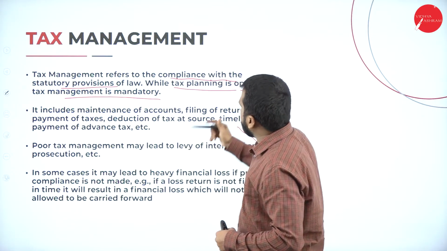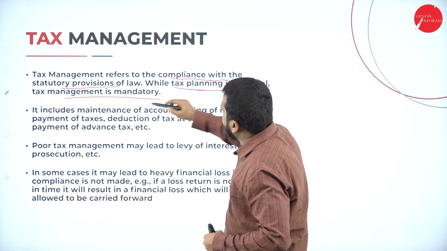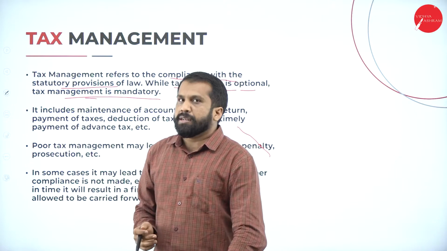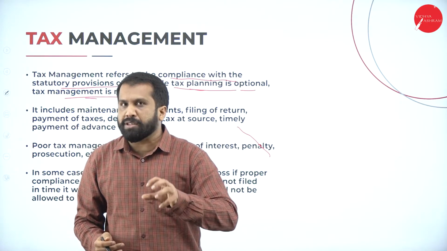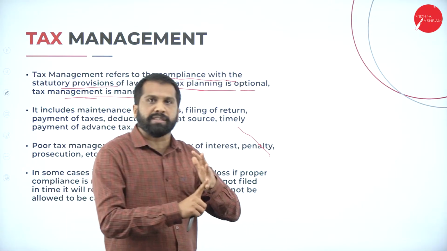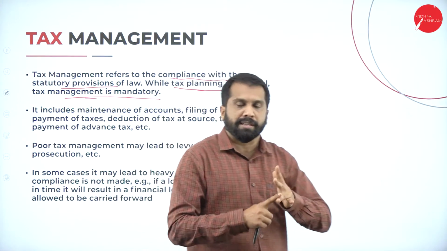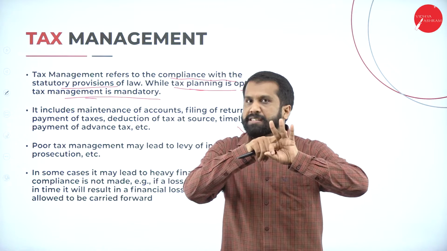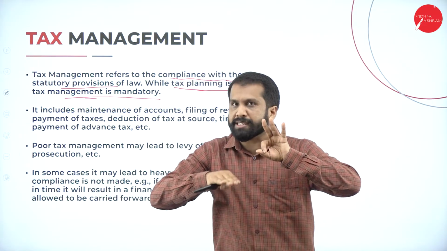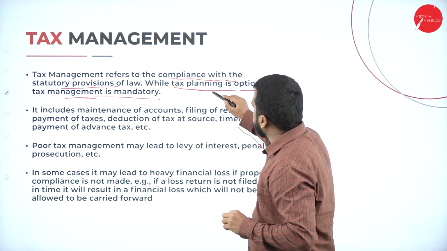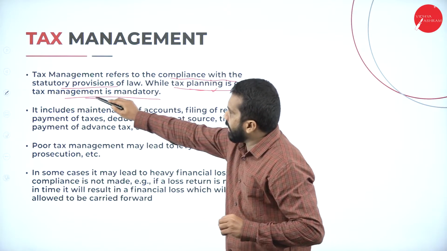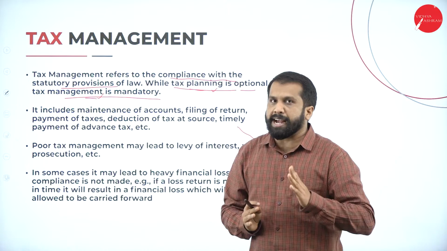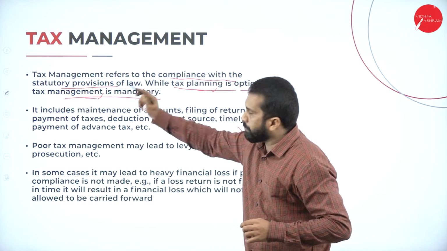Now, what do you mean by tax planning and tax management? I'll tell you the difference. Tax planning is very simple. You know that we have deductions, exemptions, rebates. With the help of these 3, you can reduce your tax. That is called tax planning. What is management? Proper payment of tax on time. That is called tax management.